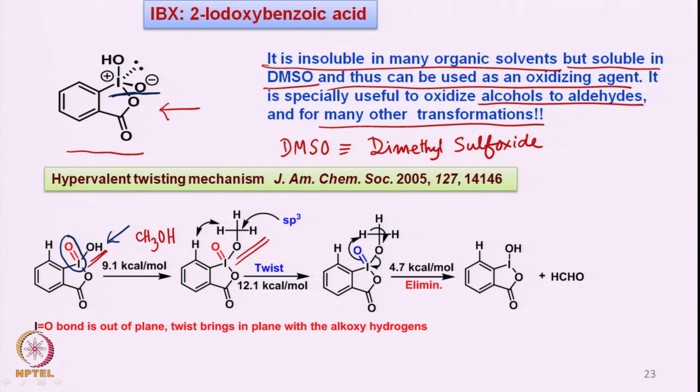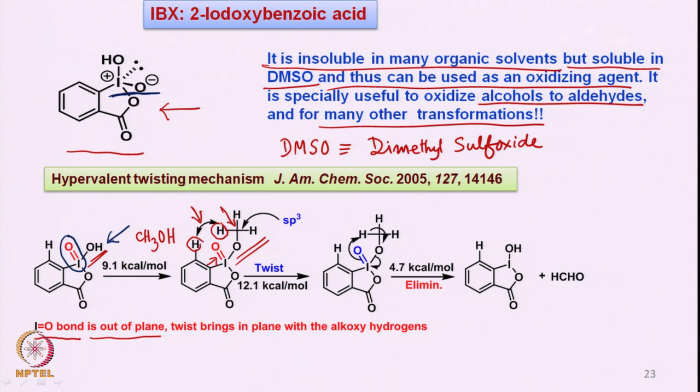Now this intermediate has been very carefully looked at also by theoretical means, and the iodine oxygen bond is out of plane, and one can see that there is an sp3 carbon here, and of course this iodine oxygen, this carbon and these hydrogens around here, they basically are not in the same plane as this iodine oxygen double bond, but there is a steric hindrance which has been found to take place between the hydrogen here and the hydrogen here of the alcoholic substrate.